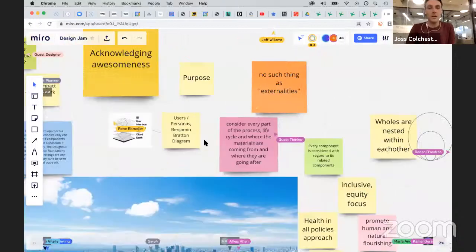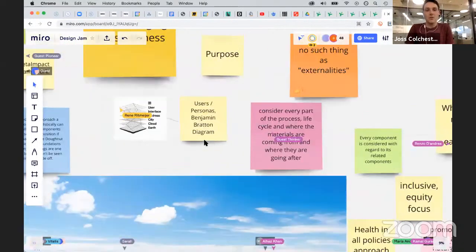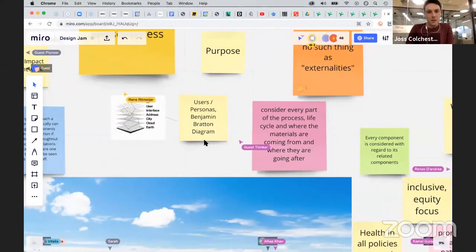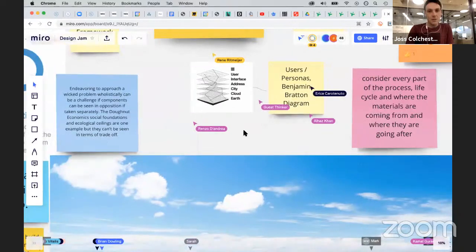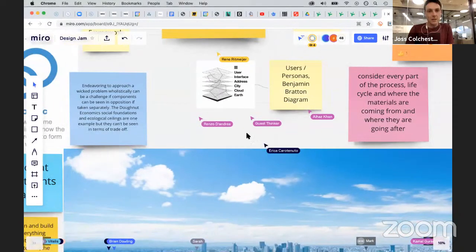So purpose, users, personas, Benjamin Bratton diagram. Okay, that's this here. User interface, address, city, cloud, Earth. Okay, that's a multi-dimensional layered perspective of it.